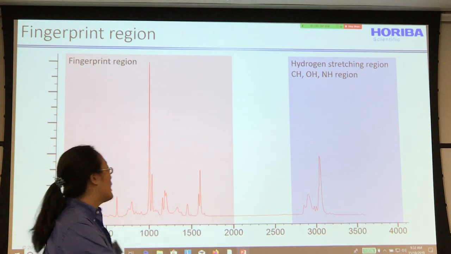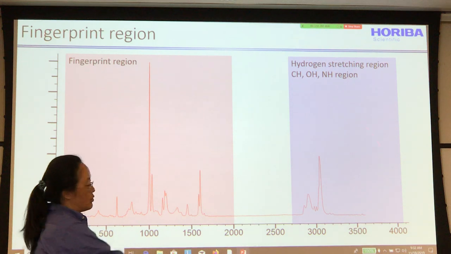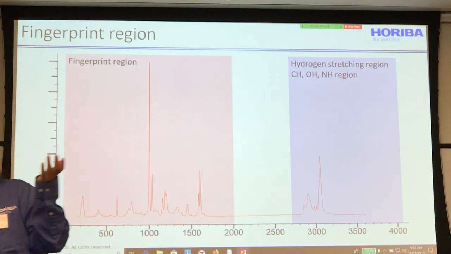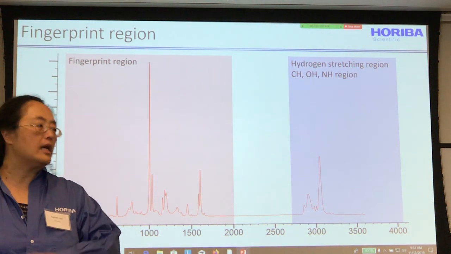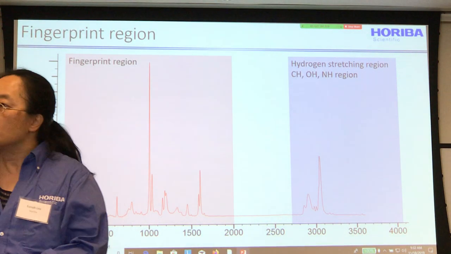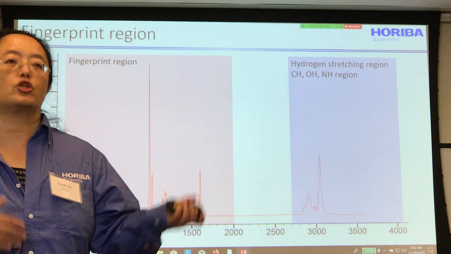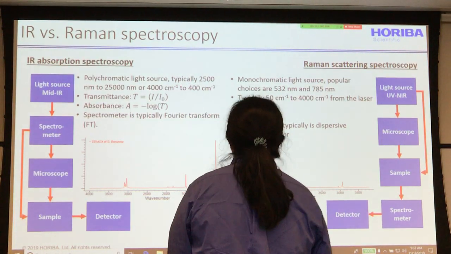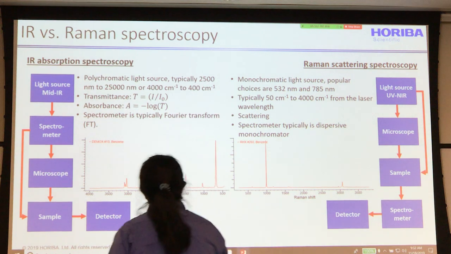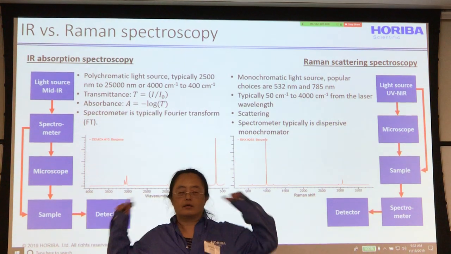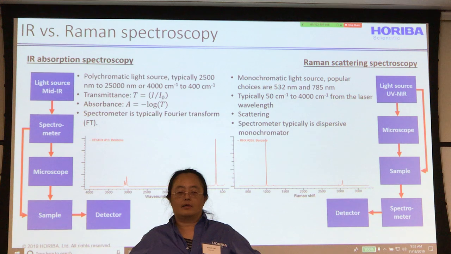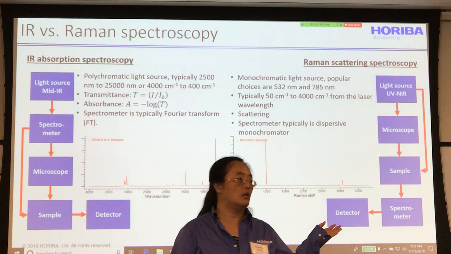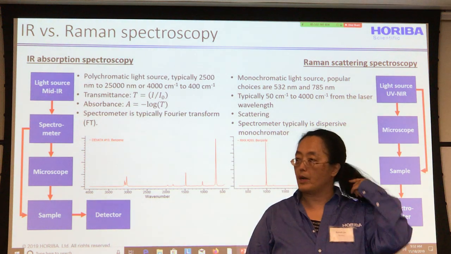And amine groups, right? So NH stretching would show up somewhere here too. So sometimes I call it the XH stretching region because it has all of these. Mainly it's used to study CH, but it also shows OH and NH. Okay, so that's just the terminology that you see. So this is a schematic diagram. And again, we will go a little bit further in details about this.